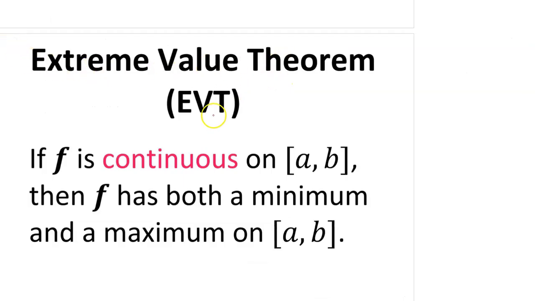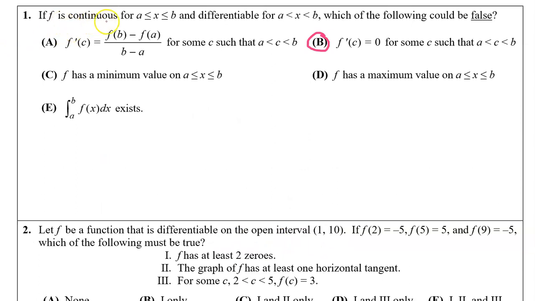The extreme value theorem says that if f is continuous on the closed interval from a to b, then f has both a minimum and a maximum on the closed interval from a to b. We are given that f is continuous on the closed interval from a to b, so that means f definitely has a minimum value on the closed interval from a to b, according to the extreme value theorem.